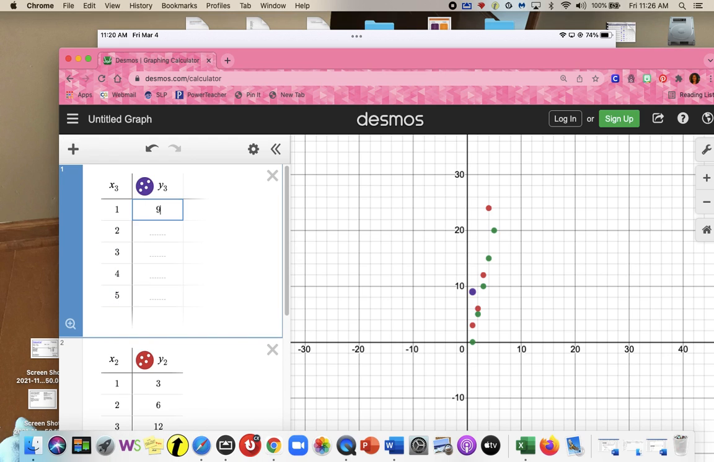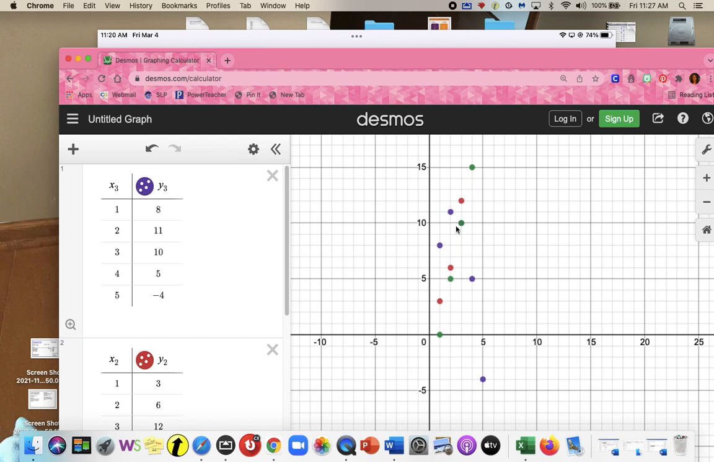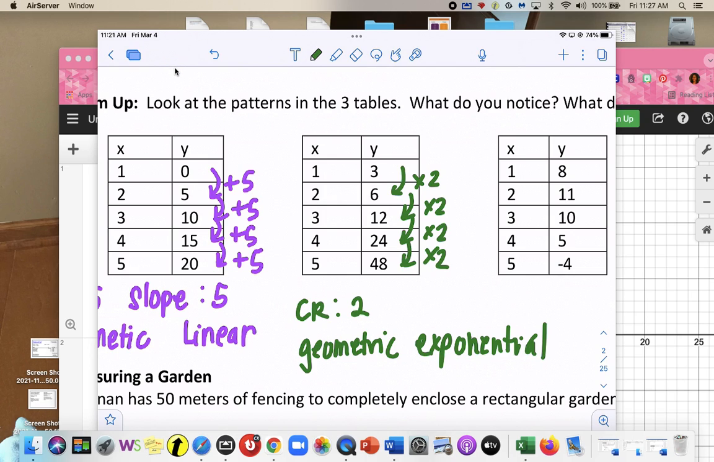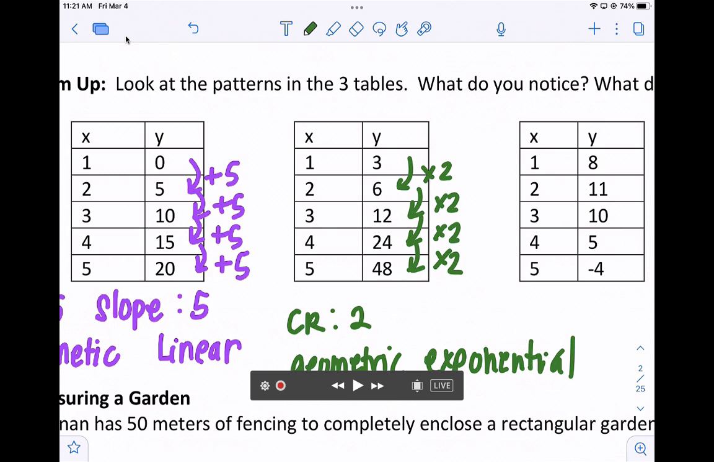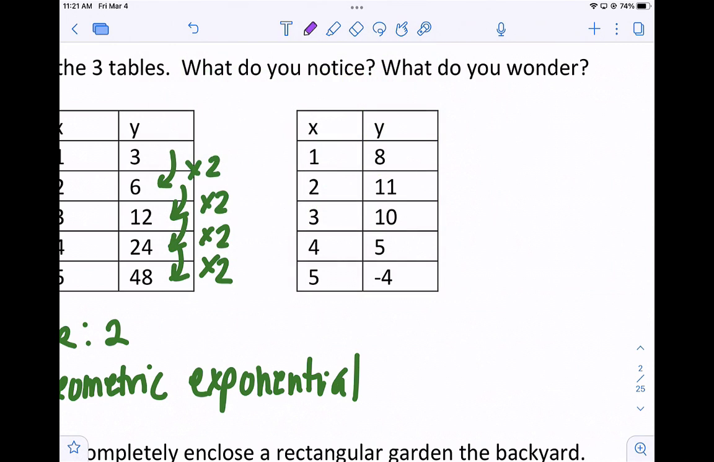Okay, so this one starts at 8, 11, 10, 5, -4. All right, so this one, if we zoom in, it starts to go up and then it goes down. So this is definitely not arithmetic or geometric. And we have to figure out what type of change is being represented here and what type of function is this that makes this kind of curve looking down. And so if we zoom in, we can figure out what is going on here.